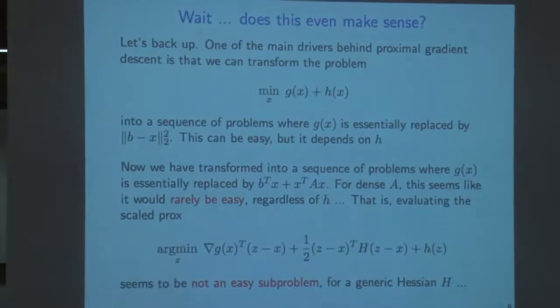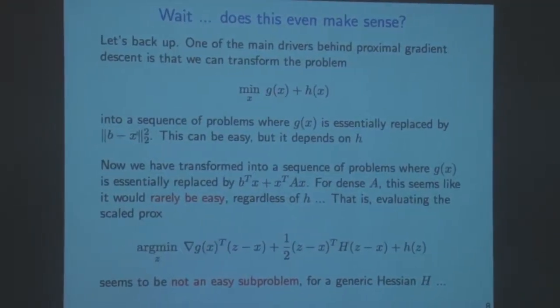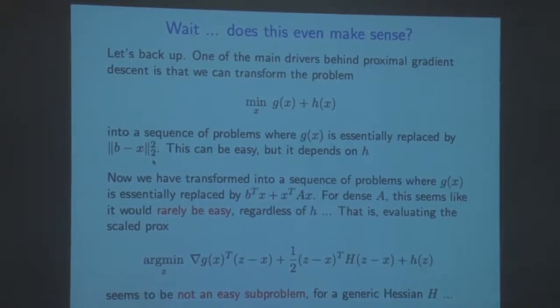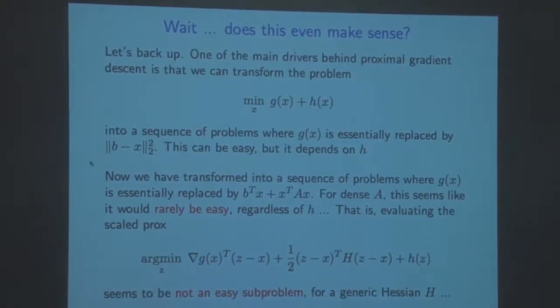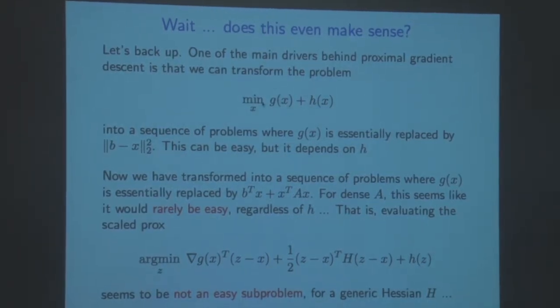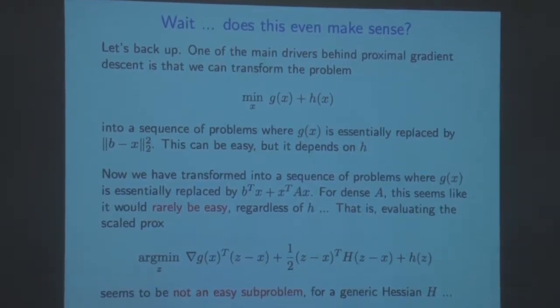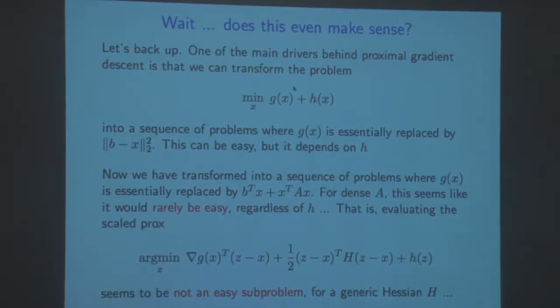Our main motivation for using proximal gradient was that we took a problem that looked like g of x plus h of x, and we turned it into a sequence of problems where we replaced g by something like b minus the norm of x squared. That's what we're doing, right? Because when we're minimizing the prox problem, it's a problem that looks like this, but where I've replaced g by a constant minus x squared. And presuming that's cheap, I'm happy to do that over and over again, iteratively. And it'll give me the minimum of this. It can be easy, depends on h.